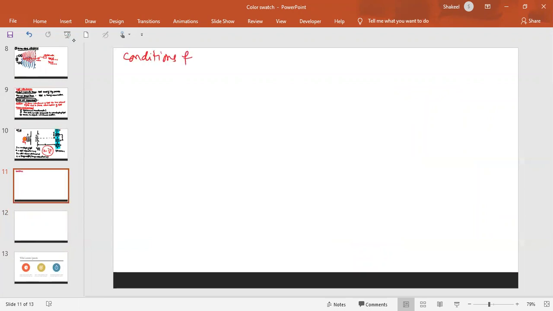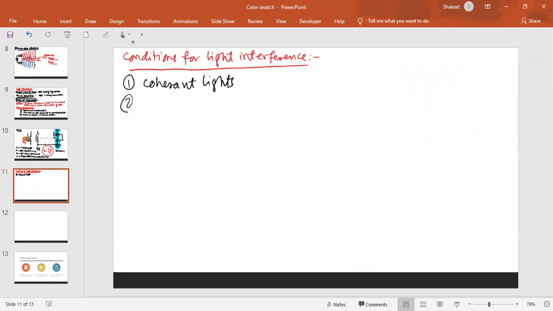Now, conditions for light interference. What were the conditions for light interference? Number one, coherent light should be there, and monochromatic light should be there. Monochromatic and coherent light will give you a pattern of bright and dark fringes on the screen. And of course, the light must be interacting with each other.